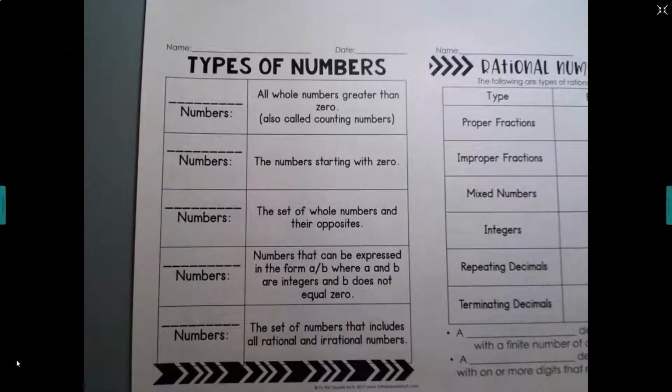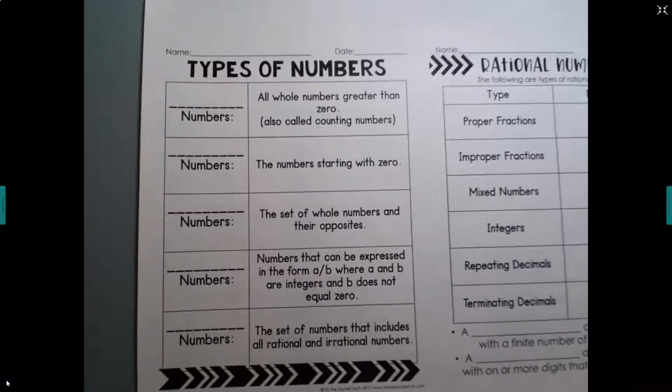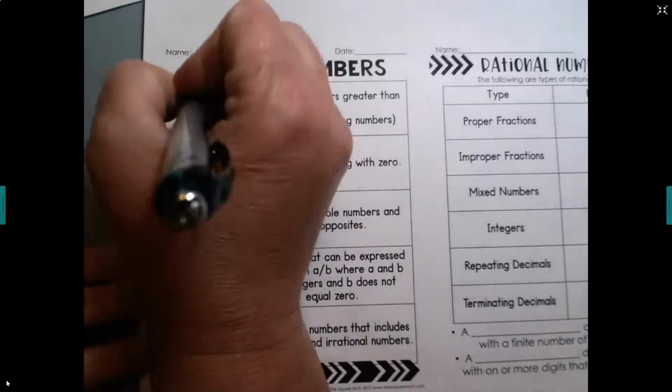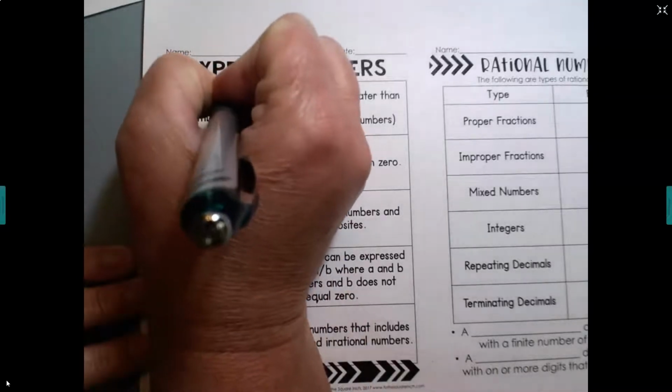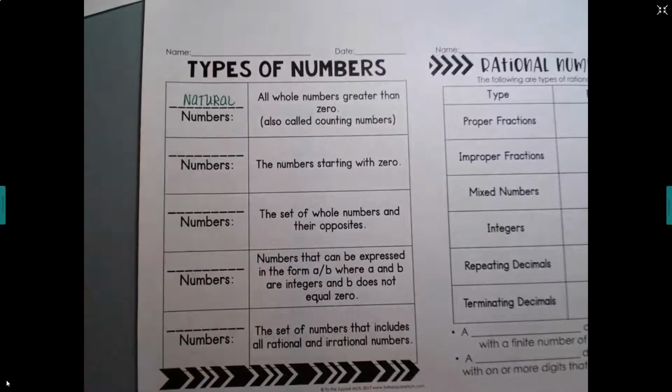Welcome to this video on two very special types of numbers called rational and irrational numbers. Let's do a quick review of the type of numbers that we've experienced. All right, our first type of number, all whole numbers greater than 0, we also call those our counting numbers. Those are called natural numbers.